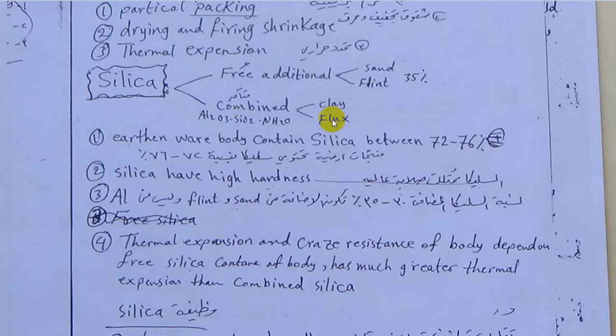It can be used in the clay or in the flux. Flux, as I said, can be considered a melting agent, or a melting auxiliary agent or catalyst. In the case of free additive silica, it is either sand or flint with a content of 35.